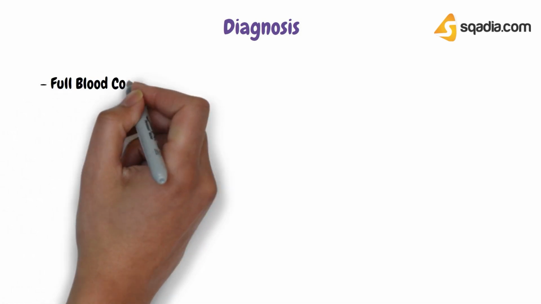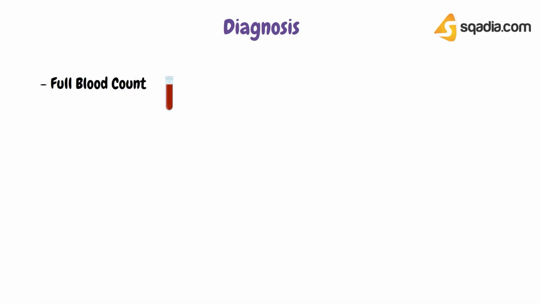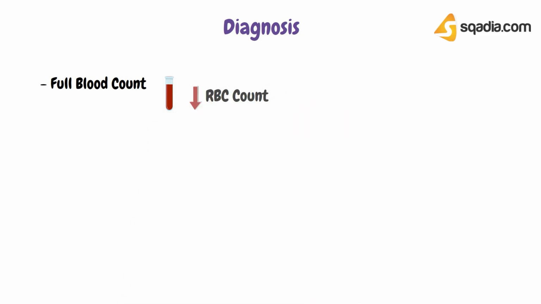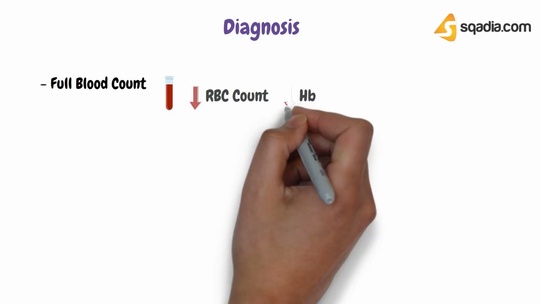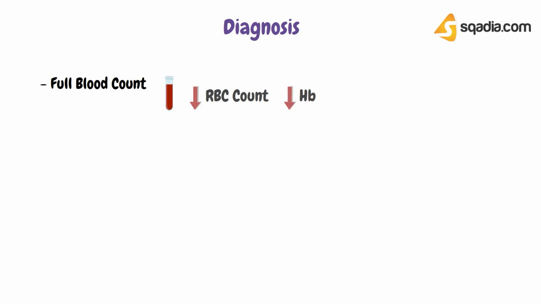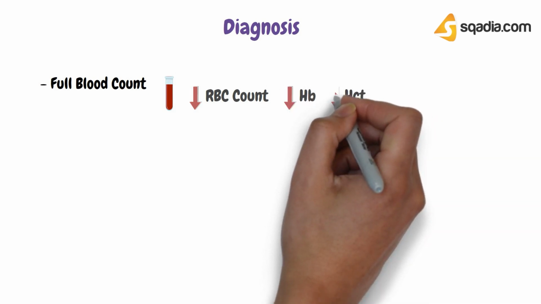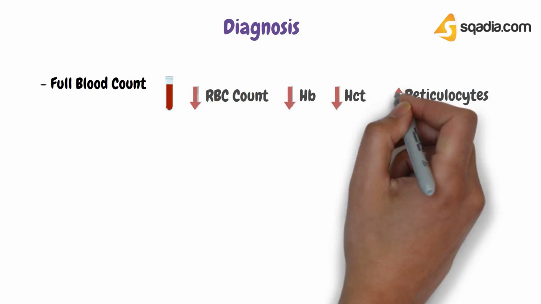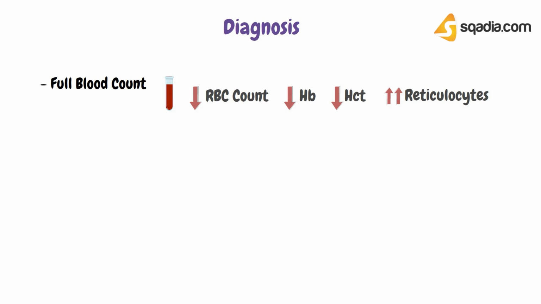Firstly, we'll look at a simple full blood count. The RBC count would decrease because of hemolysis. The hemoglobin count would also decrease, and so will the hematocrit. However, the reticulocyte count would increase because the body is now producing red blood cells at a faster or higher rate. And that's why the immature red blood cells, which are the reticulocytes, would increase in number and percentage.